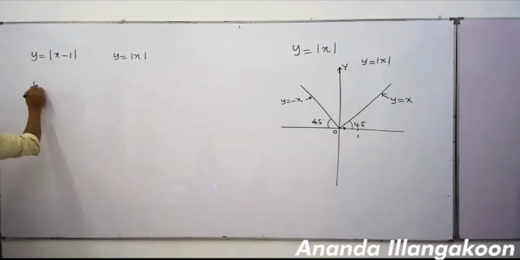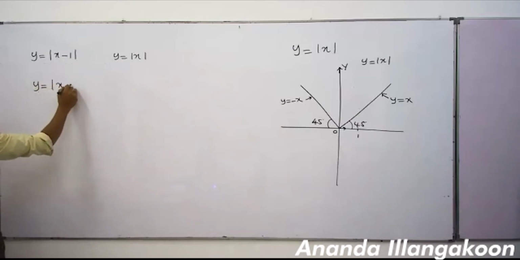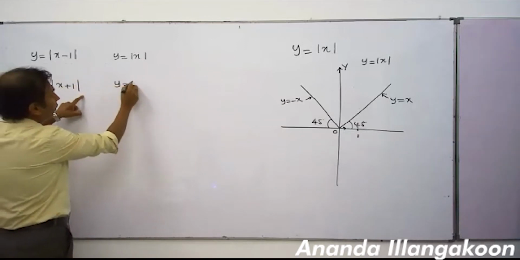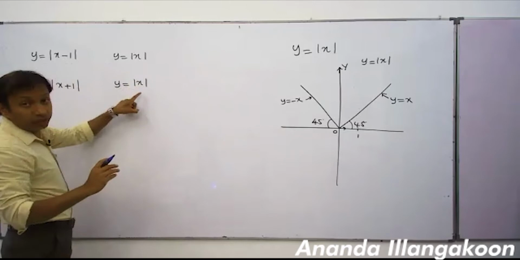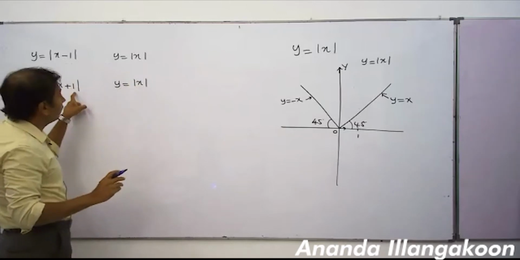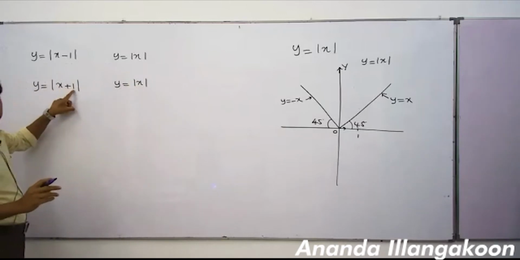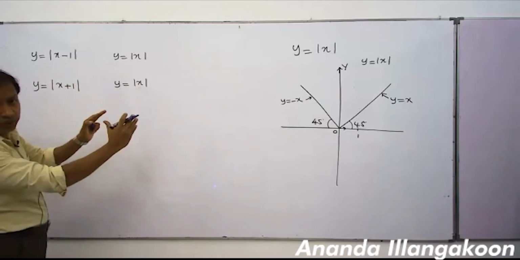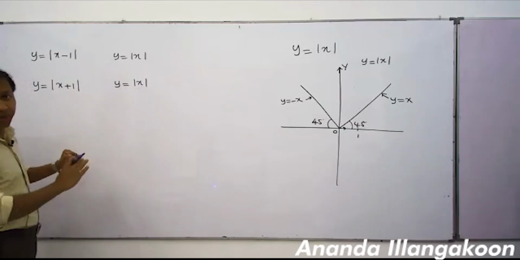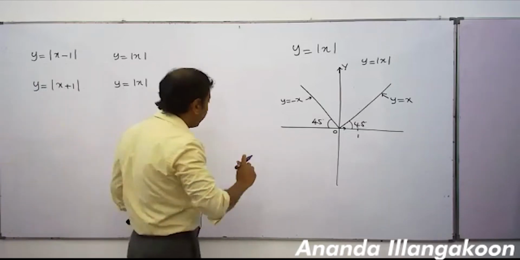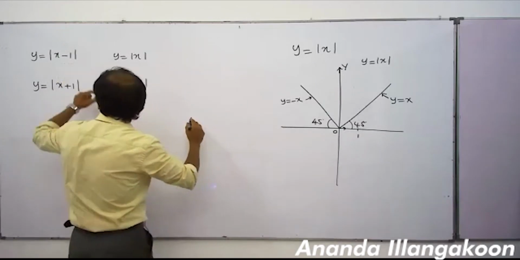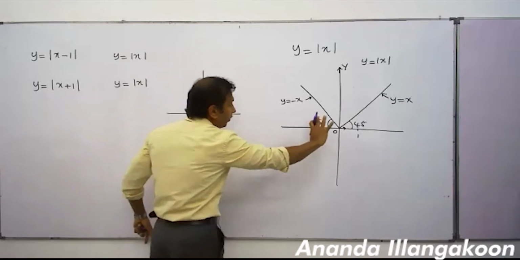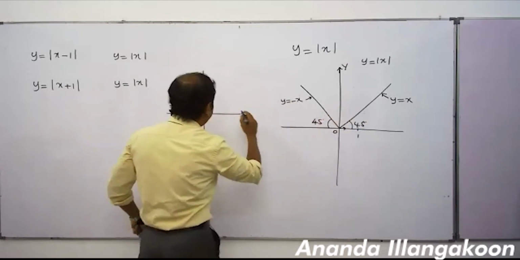And if I draw y equals mod x plus 1, then 1 is added, so this graph can be obtained from the y equals mod x graph by shifting it leftward by 1 unit. So therefore, I can draw this y equals mod x minus 1 graph by shifting this y equals mod x graph to the right by 1, like this.